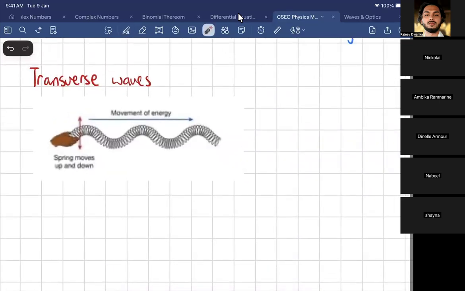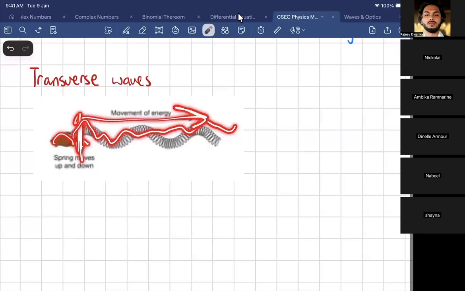So Ambika, notice that the guy is moving the spring up and down, right? Seeing that? Okay, he's moving it up or down. But is the energy moving up or down? Is the movement of the energy up or down? No. Nikolai, Danelle, Nabil, Shina, if you move a spring back and forth up and down, wouldn't it propagate? Wouldn't it go in this direction?